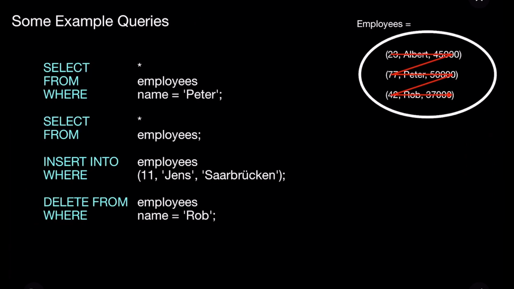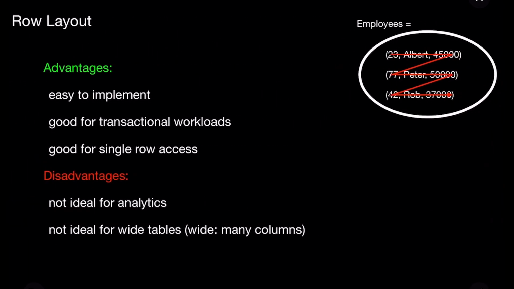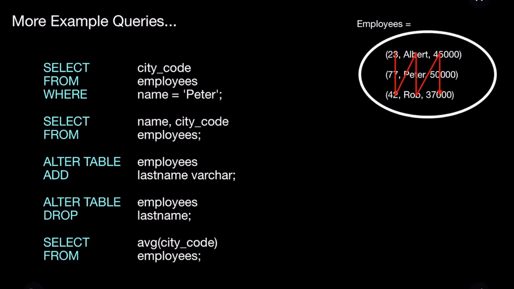Here are some example queries for row layout that work well. You note that here is always a select star, all attributes. The insert we discussed is beneficial here. Also delete from, you delete one or multiple attributes, that's all fine with row layout. So row layout is easy to implement, good for transactional workloads, meaning many change operations. Good if you access only single rows. But it's not ideal for analytics, that's a problem, and not ideal for wide tables as we had in the example with many columns. So here are example queries that work well in a column layout.